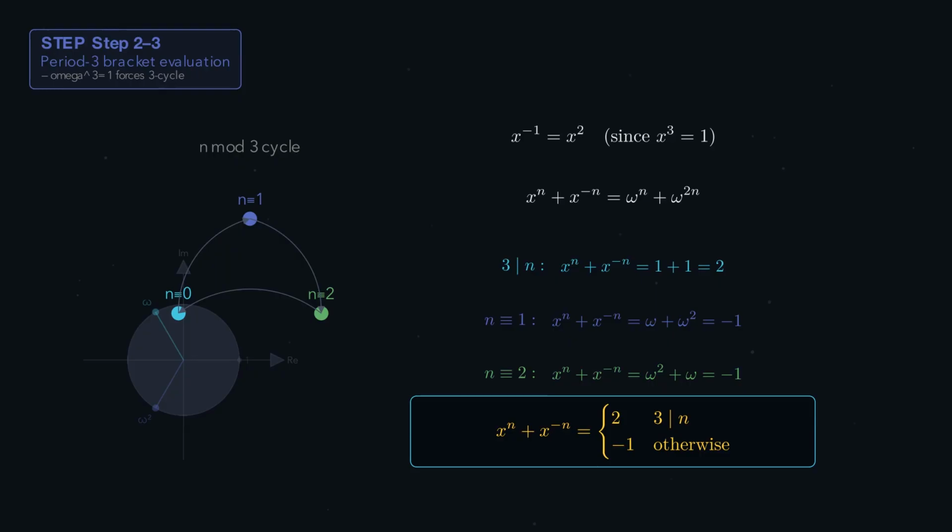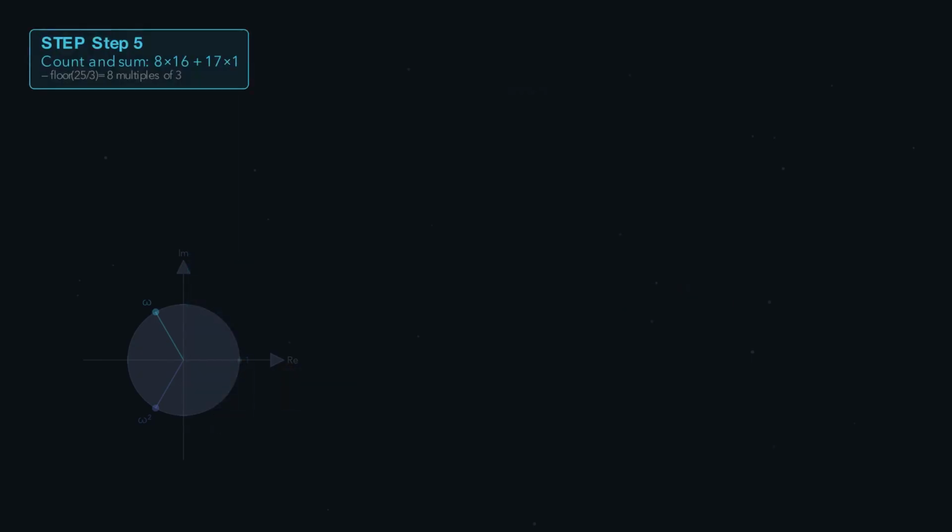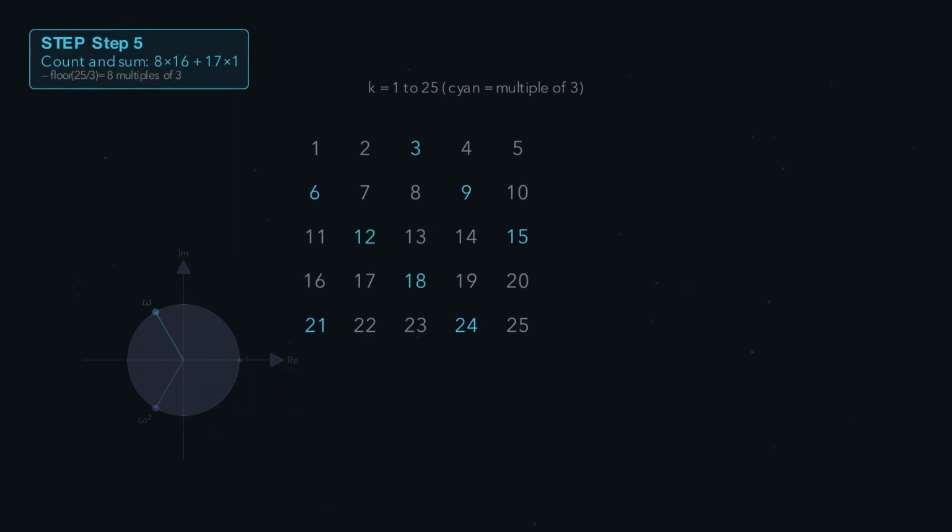So, x to the n plus x to the minus n equals omega to the n plus omega to the 2n. Now, because omega cubed equals 1, this repeats with period 3. When n is divisible by 3, omega to the n equals 1, so the bracket equals 2. When n is not divisible by 3, we get omega plus omega squared, which equals -1.